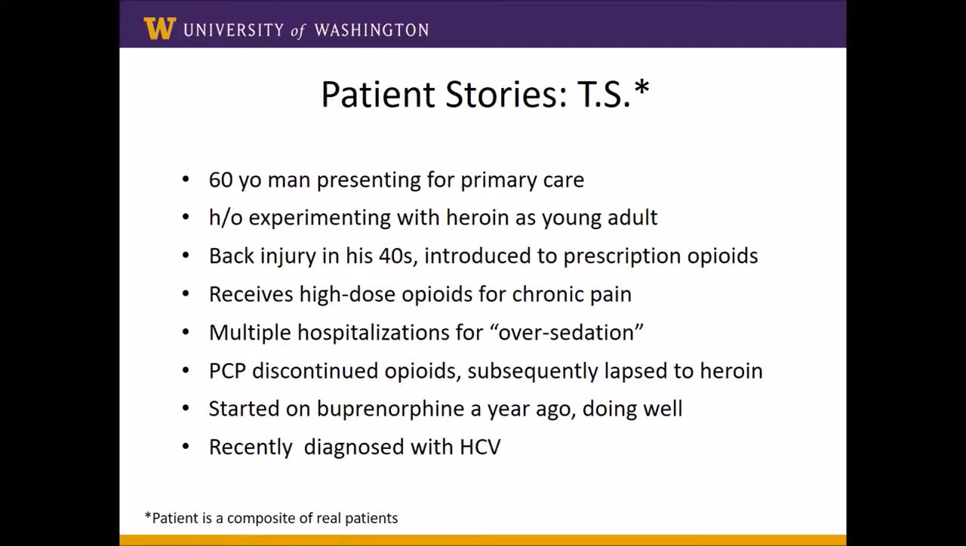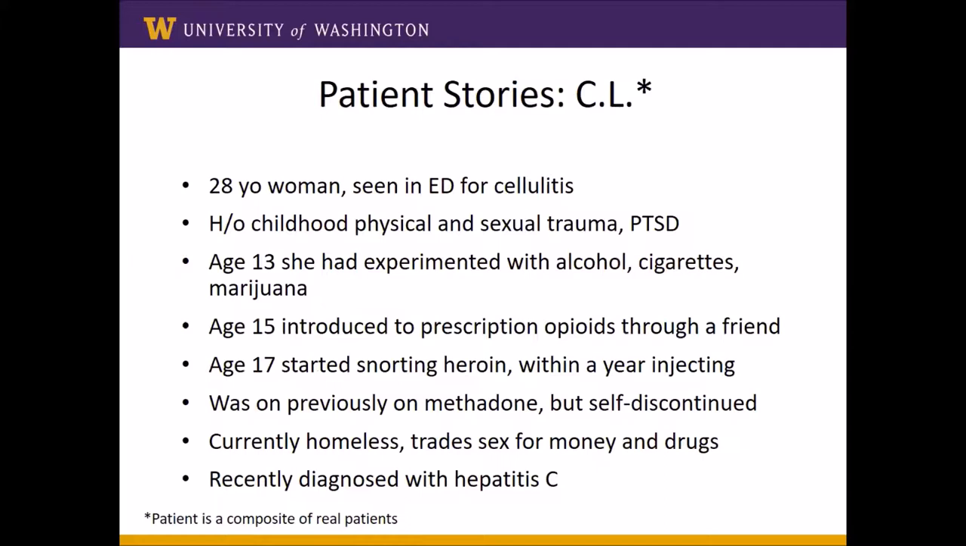So this is another patient, CL. She is a 28-year-old woman seen in the emergency department for cellulitis. She has a history of childhood physical and sexual trauma and consequent PTSD. At age 13, she experimented with alcohol, cigarettes, and marijuana. At age 15, she was introduced to prescription opioid use through a friend. By age 17, she started snorting heroin, and within a year, she was injecting.